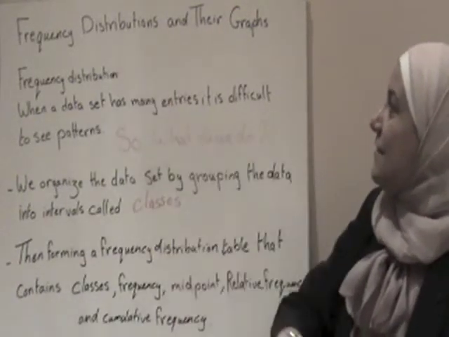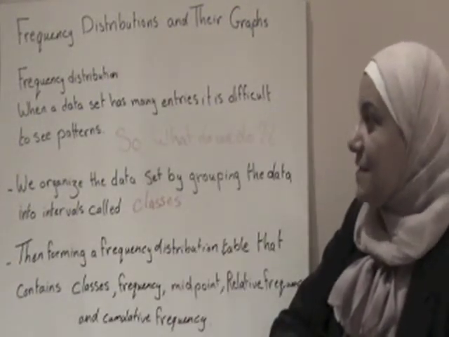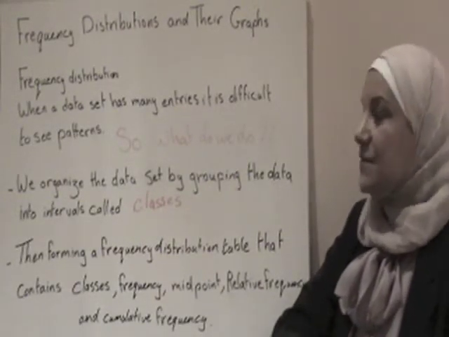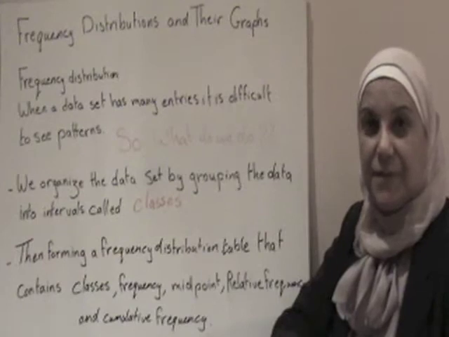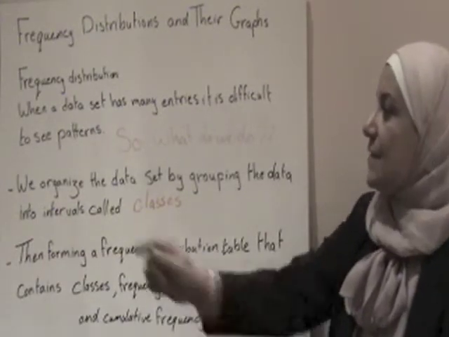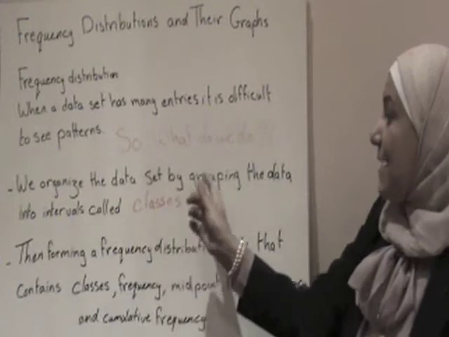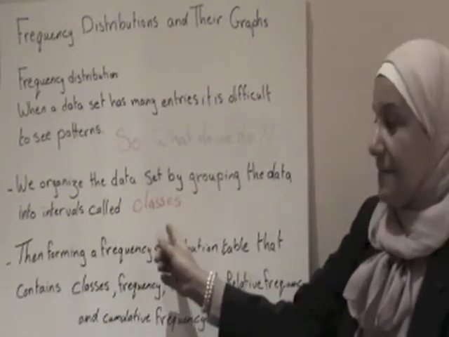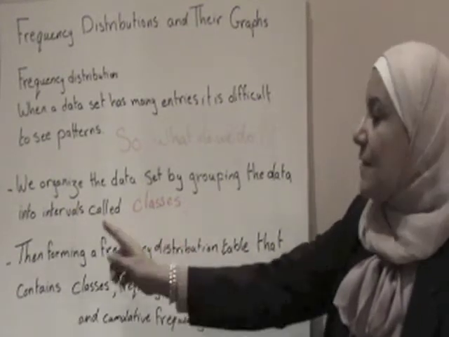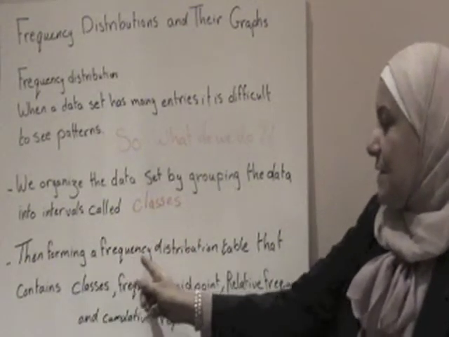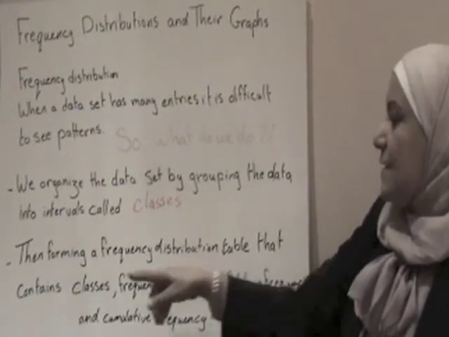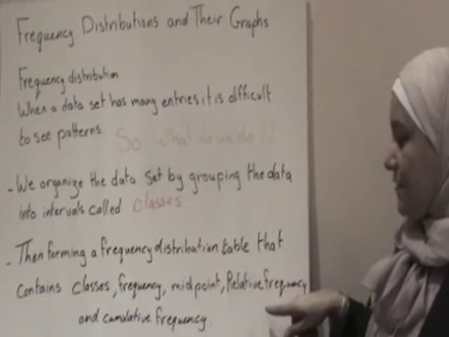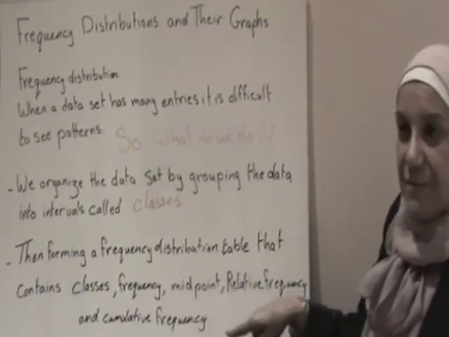Frequency distributions and their graphs. Frequency distribution. When a data set has many entries, it is difficult to see a certain pattern. So what do we do? We organize the data set by grouping the data into intervals that we call classes. Then we form a frequency distribution table that contains classes, frequencies, midpoint, relative frequency, and cumulative frequency.